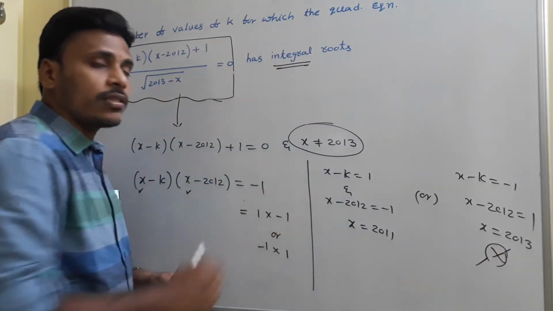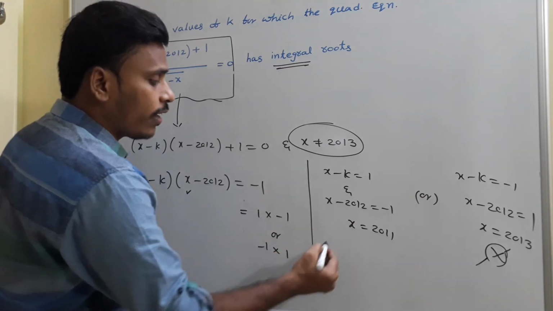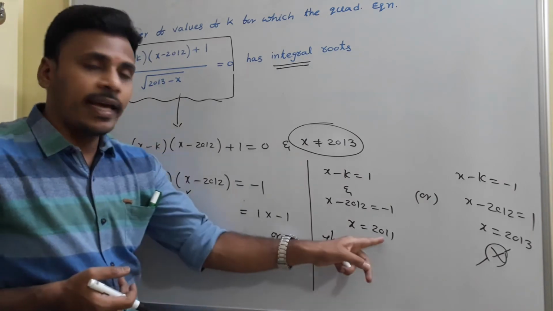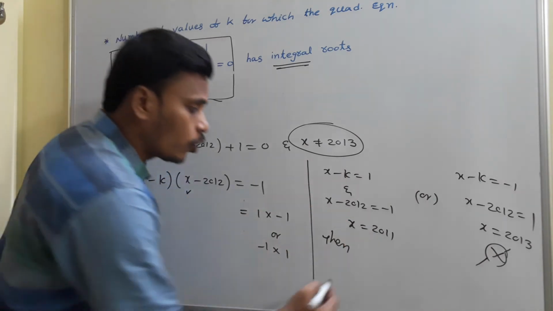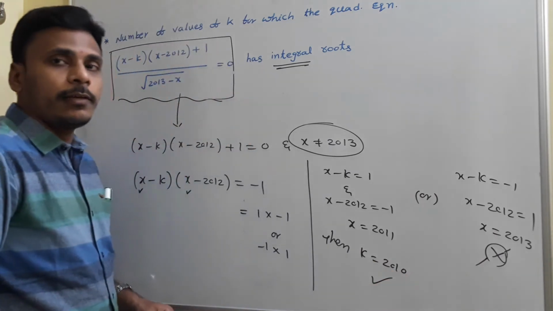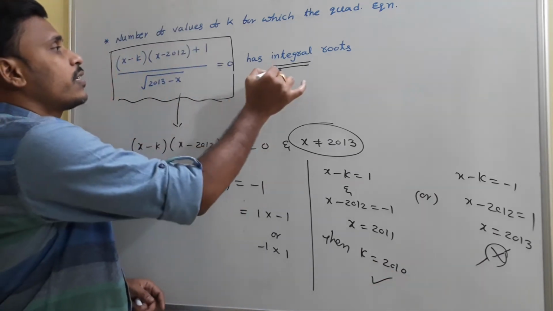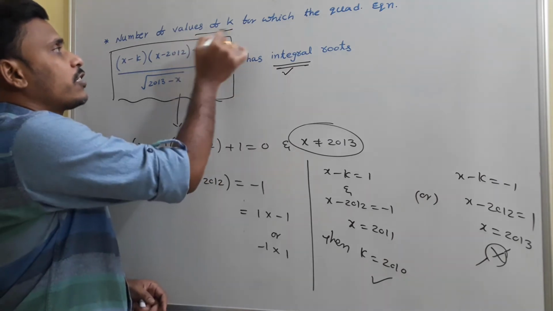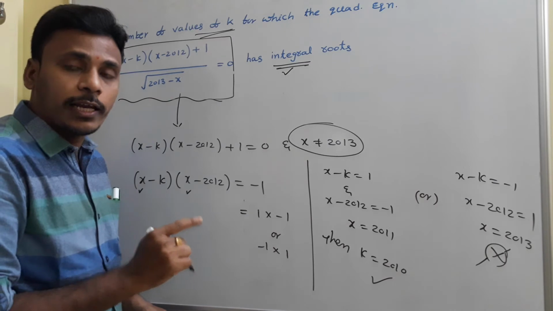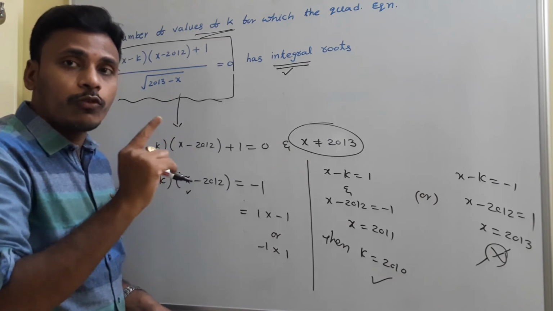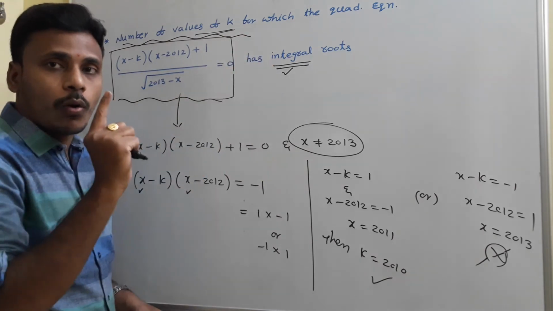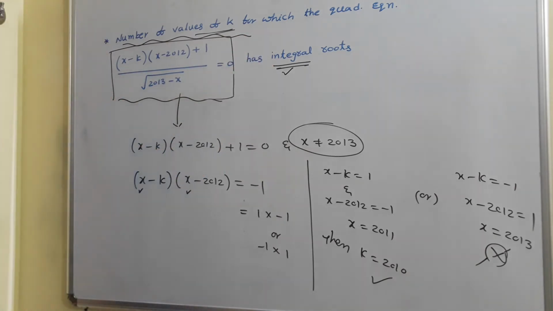Then pay attention to this case. Since x is 2011, what can you say about the value of k? Replace x with 2011 here, then you will get that k is equal to 2010. Finally, as per the problem, since it has integral roots and we are searching for the integral values of k, the value of k is 2010 and there is only one value for k. Since the question is asking us to find the number of values of k, our answer is 1. Okay, have a look.